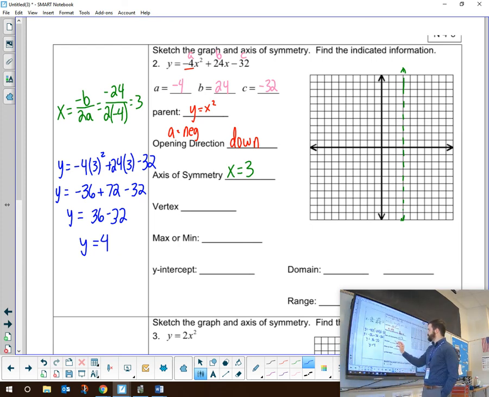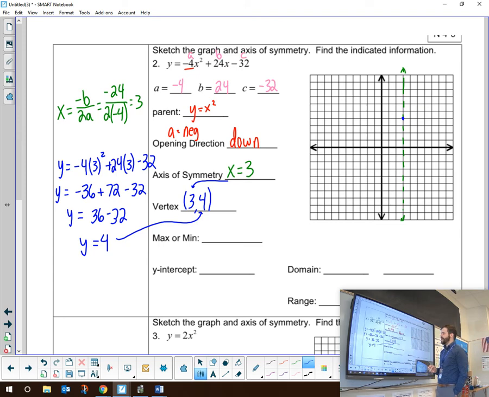So for my vertex, remember, this first one is just whatever my x value is, okay? The second one is whatever our y value is. So it's my 4. So there's my vertex at (3, 4). So I'm going to go over 3, up 1, 2, 3, 4, put my point there.